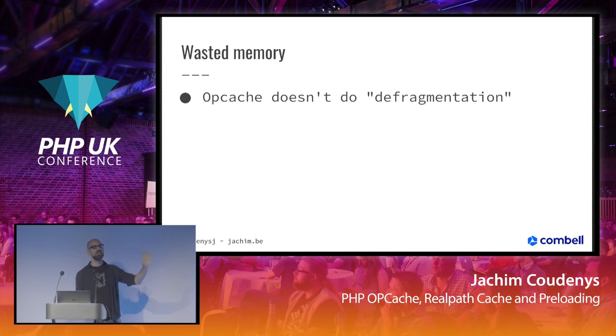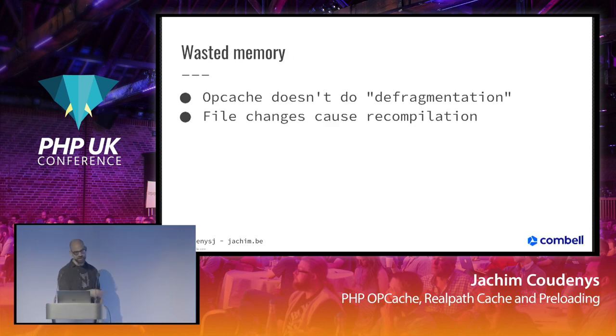That's just done so that it doesn't lose computation cleaning up that memory. But if you have a lot of changing files, you have a lot of memory that's being marked as wasted, and sometimes you have a lot of files that are being invalidated. If you have a lot of wasted memory, instead of cleaning up that memory, OPCache just resets itself. So it does a restart, starting from a clean slate, and everything is filling up again. So yeah, if files change, they cause recompilation.